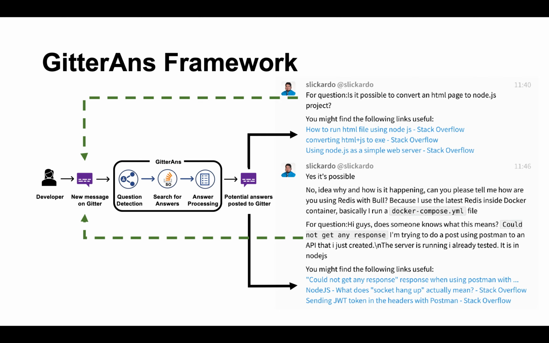Here we can see the top 3 posts that were found to be relevant in Stack Overflow. Afterwards, we see 2 messages that are deemed not to be technical questions, so they are left as they are. Then when the user posts this next message, that one is also found to be a technical question, so it goes to our GitterAns framework, is found to be a question, and the potential answers found by the framework are posted as an answer to the channel.